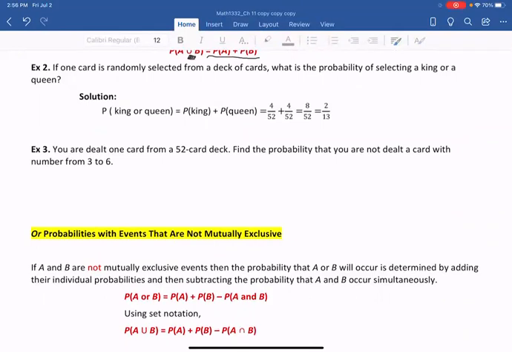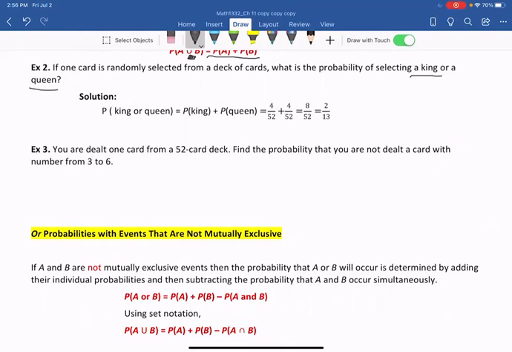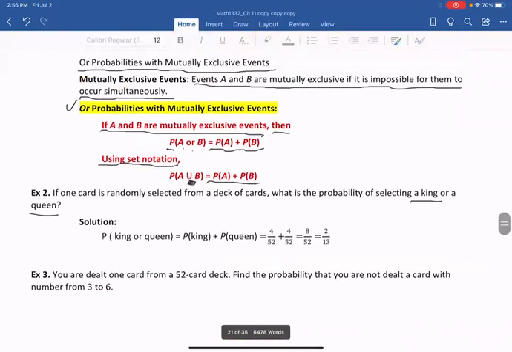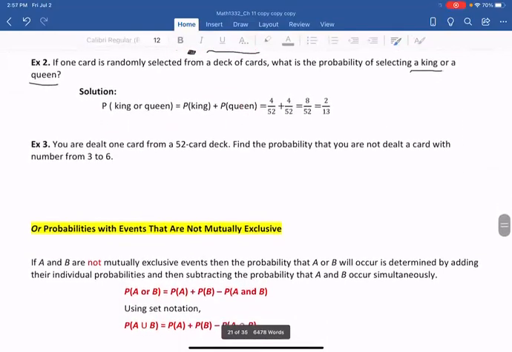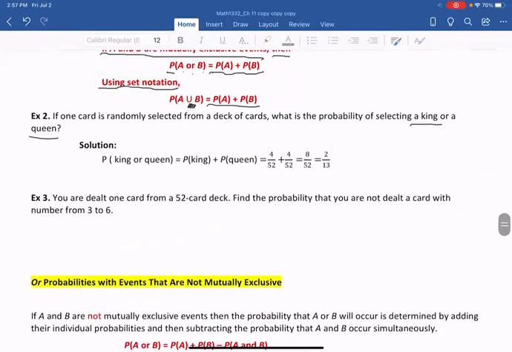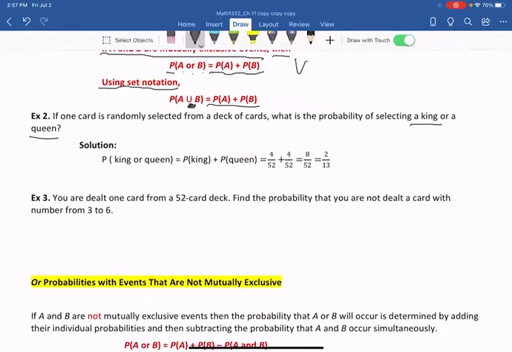Example 2. If one card is randomly selected from a deck of cards, what is the probability of selecting a king or a queen? So king and queen, they are mutually exclusive. From the picture, you see king and queen have nothing overlapped. So they are mutually exclusive. That means I can use the formula P of A or B equals P of A plus P of B.